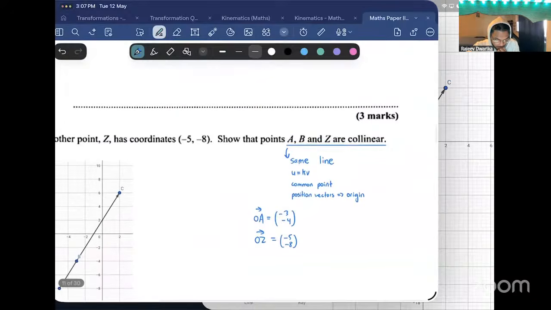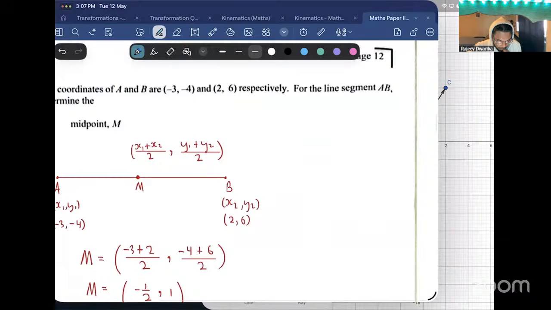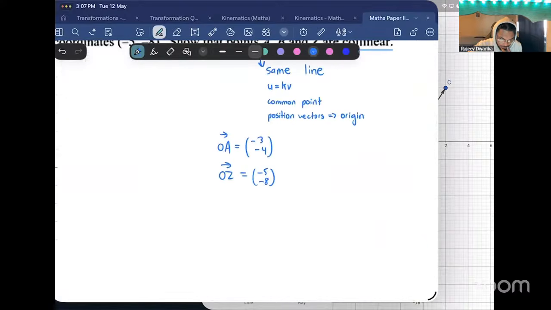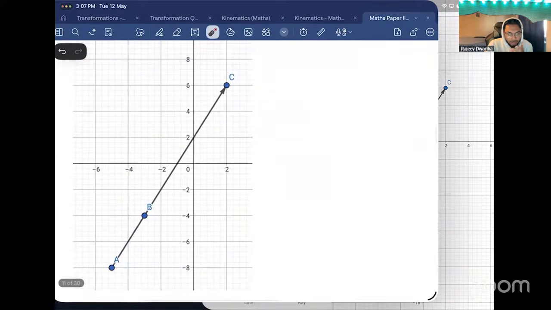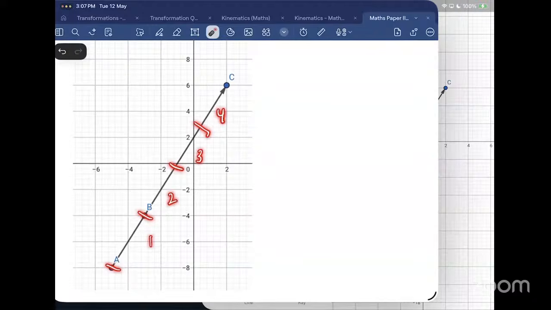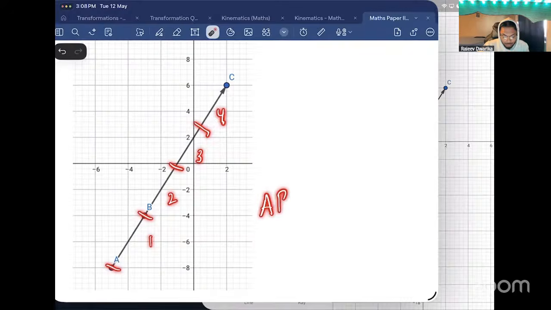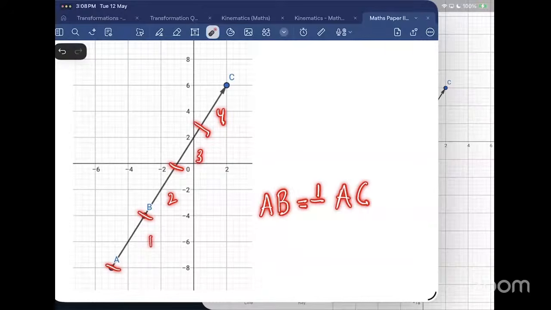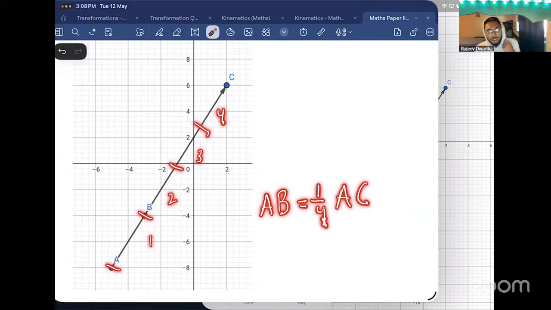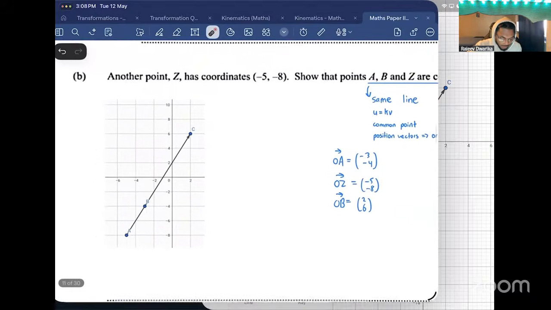So OA is -3, -4, and OZ is -5, -8, and B was 2, 6. Here we're going to do this. Just by looking at this visually, treat it as a regular vector question. How many parts do you think we could break this vector into? Four, right? So A to B is what fraction of the whole thing? A quarter. If you could prove this mathematically, then it is collinear. But we need to prove it.